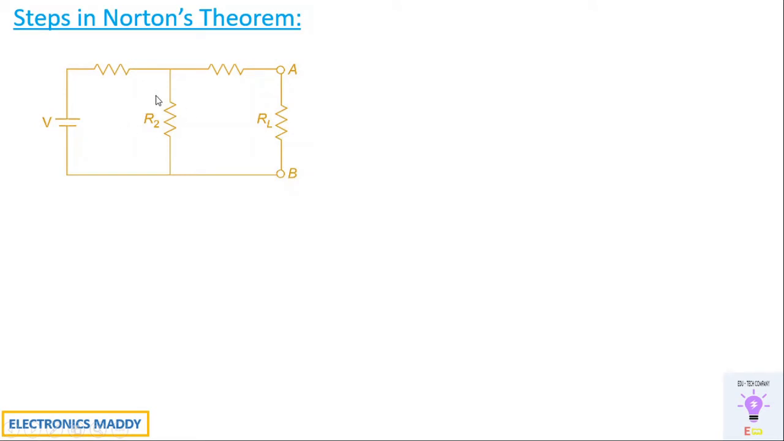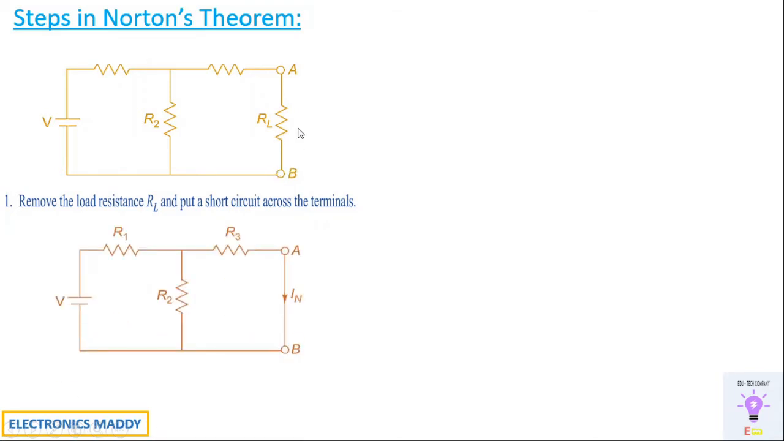Let us say they've given us a network in this case. What are the steps that we have to do? They've asked us to find the current flowing through RL, that is IL. So remove the load resistor and put a short circuit across the terminals. With respect to Thevenin's theorem, we used to open circuit it and find the value of VTH. But here we are actually shorting it and finding the value of the current flowing through the short circuit terminal, that is nothing but IN. So IN is the current flowing through this particular network through the short circuit terminal. Find the short circuit current, ISC or IN in this case.